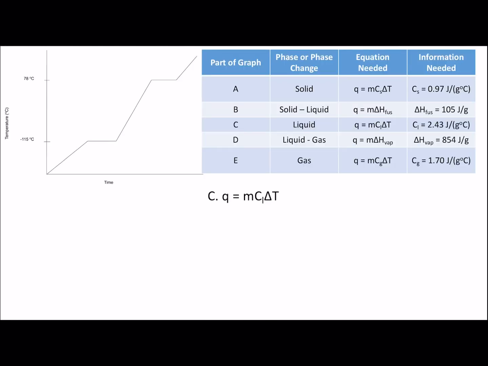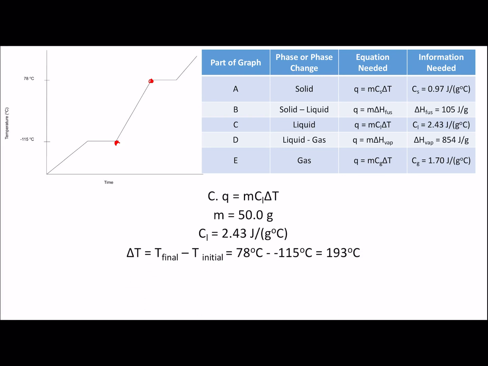So let's go look at part C. So again, at part C, we are heating a liquid. So we're going to have a change in temperature. And since we're going from a very cold liquid at negative 115 degrees Celsius all the way up to 78 degrees, that's going to be our change in temperature. So again, our mass is still 50 grams. Now, in this case, we need the specific heat of the liquid because we're in liquid phase, and that's going to be 2.43 joules per gram degree Celsius. And then again, we have to find that change in temperature.